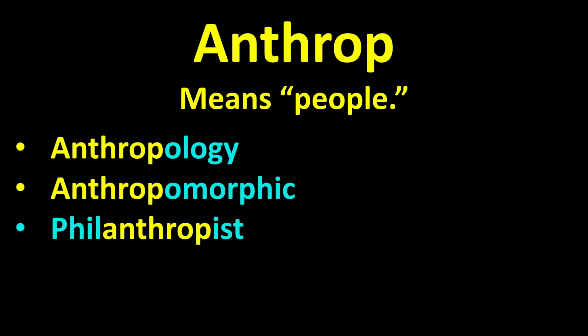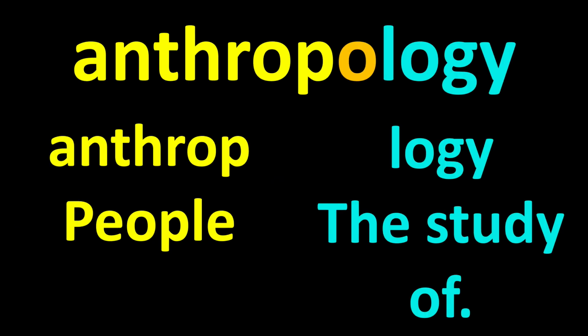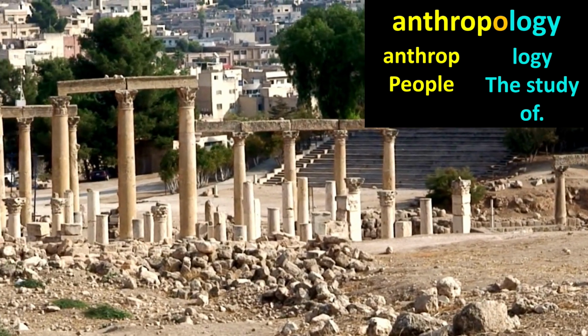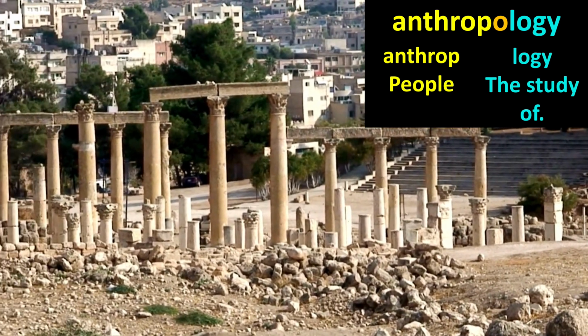The word root anthrop means people. The word anthropology has two key word parts. The second is logi, which means the study of a subject. Together, these word parts refer to the academic subject of anthropology.